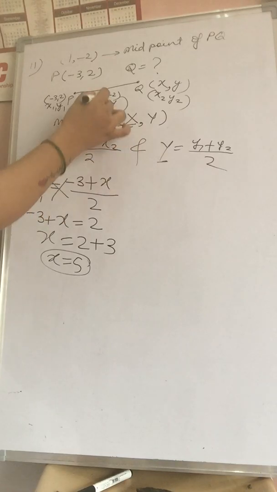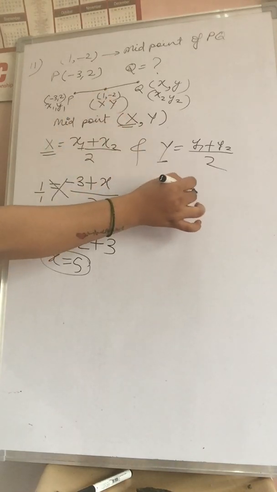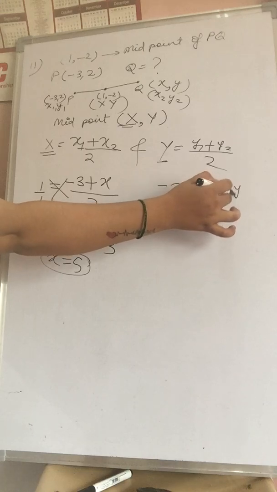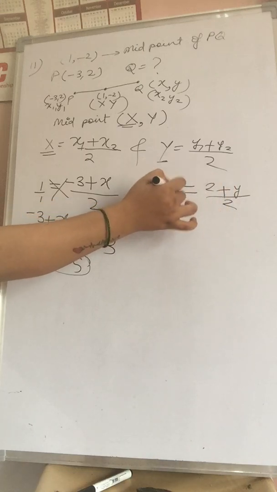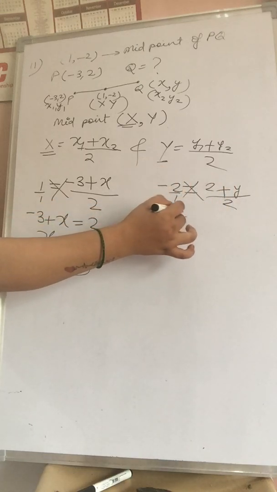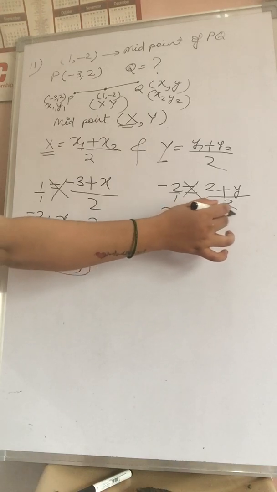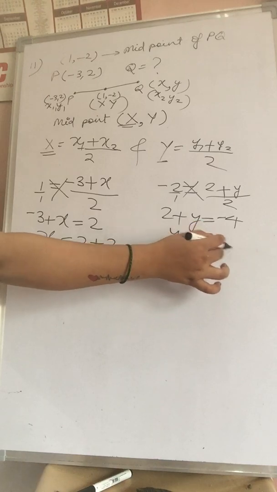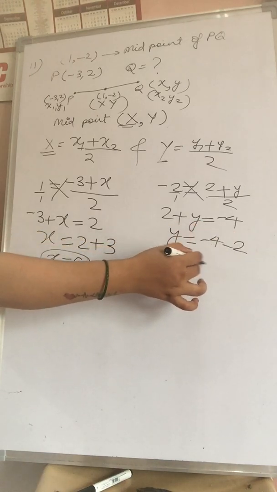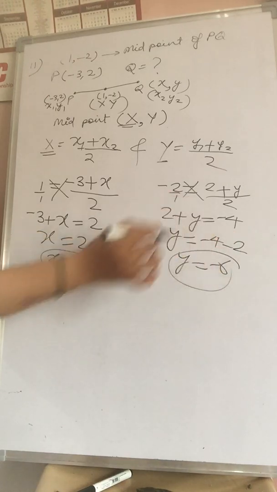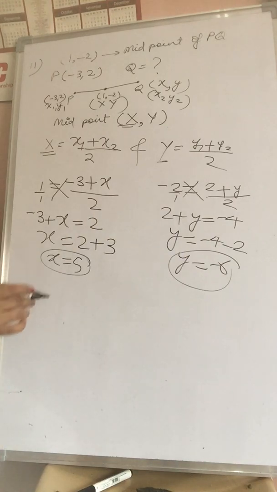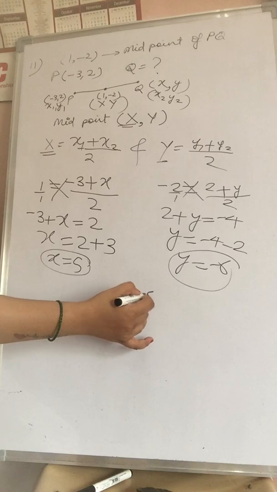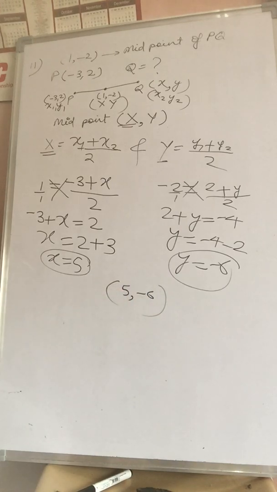In place of capital Y, minus 2, y1 is 2, y2 is y, by 2. By cross multiplication, 2 plus y is equal to minus 4. So y is equal to minus 4 minus 2. So y is equal to minus 6. So these are the coordinates of Q, that is 5, comma minus 6.